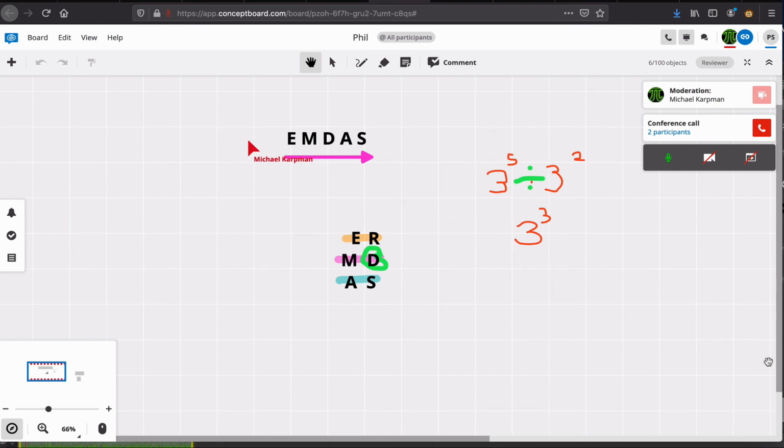Now, let's try one more. Actually, we're going to try a few more. What if we did 3 to the 5th plus 3 to the 2nd? Well, we look for addition down here and say, what's underneath the addition? Well, guess what? There's nothing you can do with that. So this is just a very nice tool for learning how to do that. But let's do another one that's a little bit different than this.